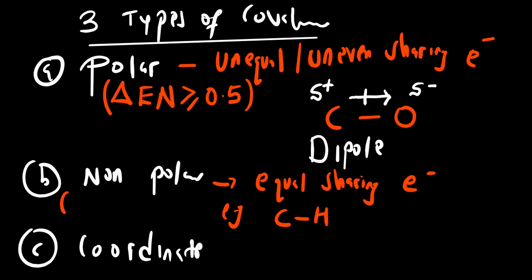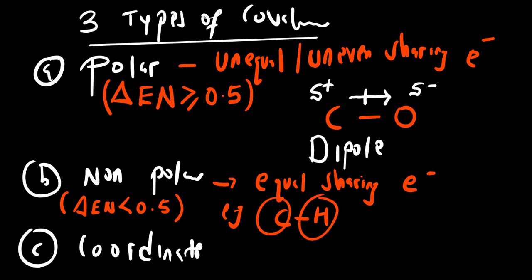because for non-metals or non-polar compounds, actually, the change in electronegativity is less than 0.5. So the electronegativity for carbon and hydrogen, when you check on the zoomed table there, you're going to realize that they are so close that there's no difference. So because of that, they are just sharing electrons equally.